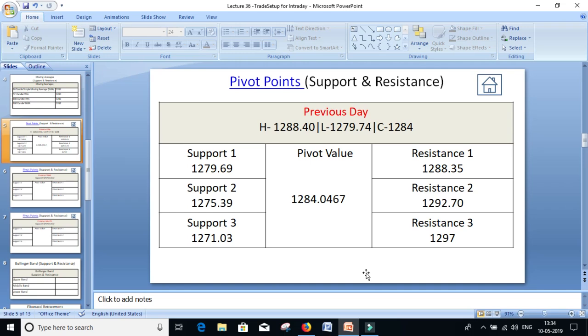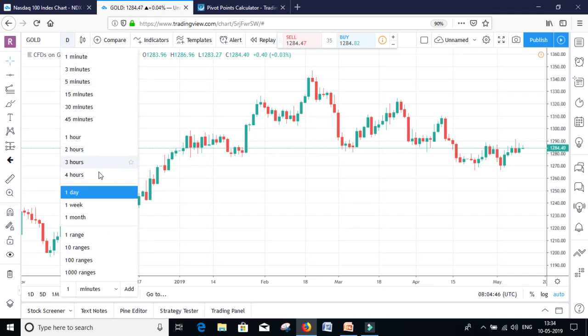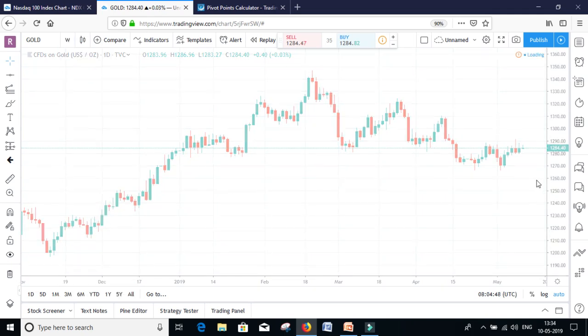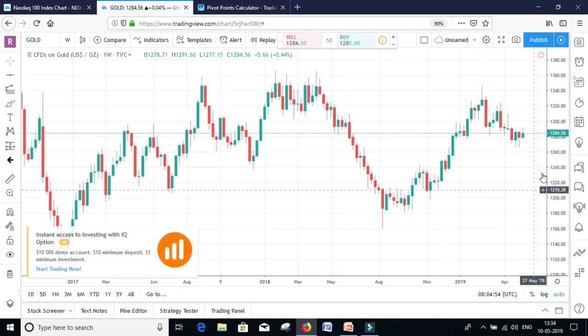Now we also have to consider the previous week pivot points. For this we have to change our chart formation into week. If we convert this into week, we can easily identify the current week. As the price is already trading, we have to take the previous week. The previous week high is 1287.